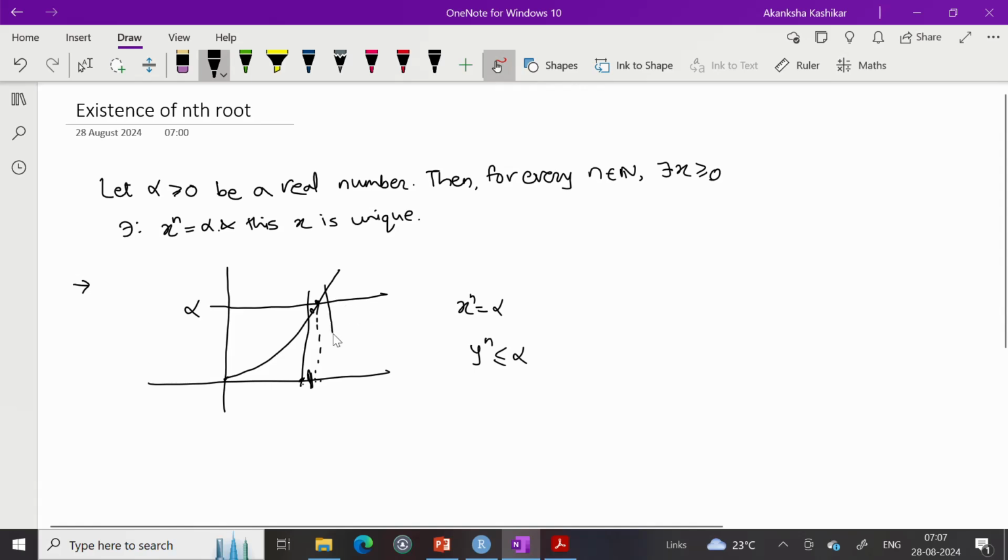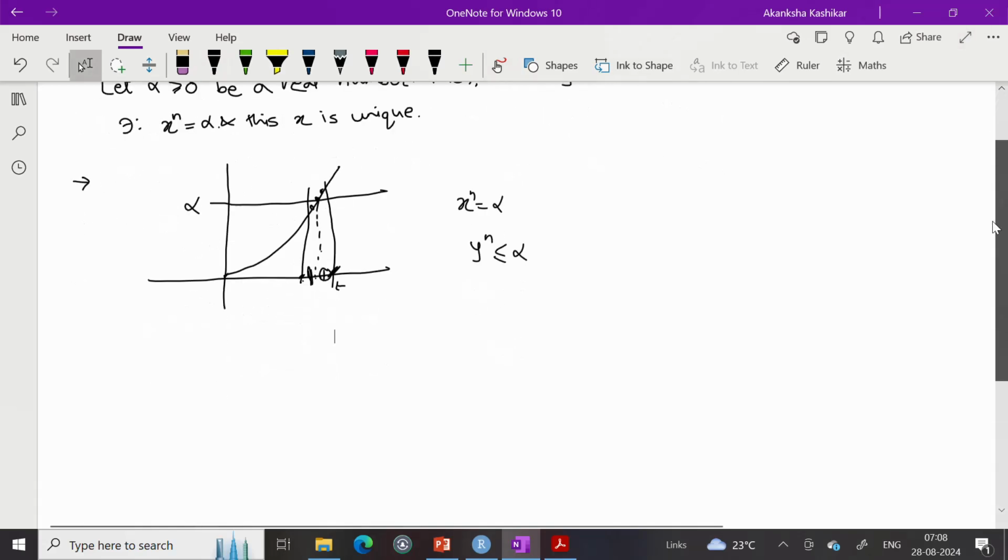On the other hand, if I claim that the LUB is somewhere here to the right of the dotted line, then I can always find another point in between this dotted line and this solid line, such that that point raised to n is greater than alpha. So this also becomes an upper bound. So then this cannot be a least upper bound. Okay, this is the idea.